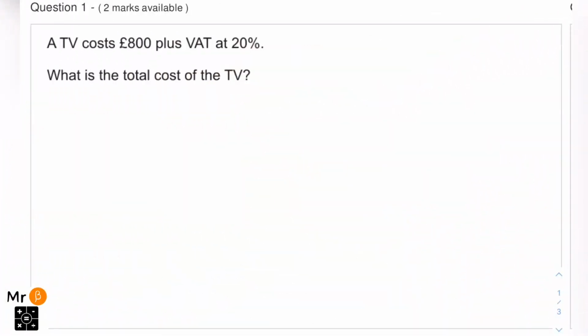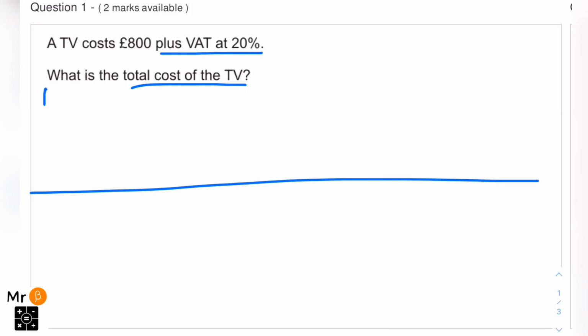Question 1. It tells you that the cost of a TV is £800 plus VAT at 20%, and it wants to know what the total cost of the TV is. So there's two ways of doing this. If it's in your non-calculator paper, you would need to work out what 20% is.